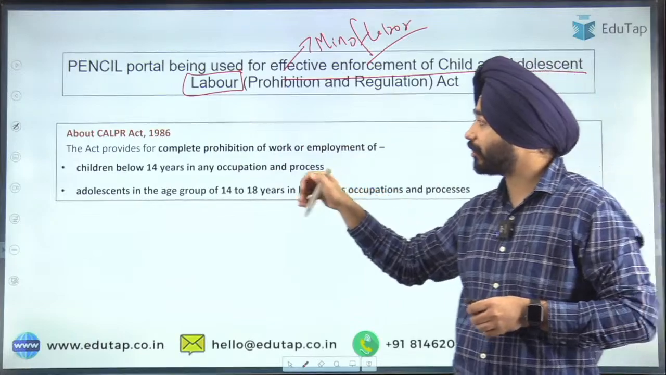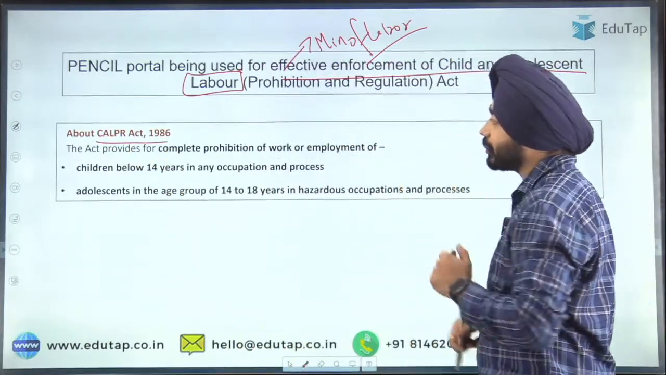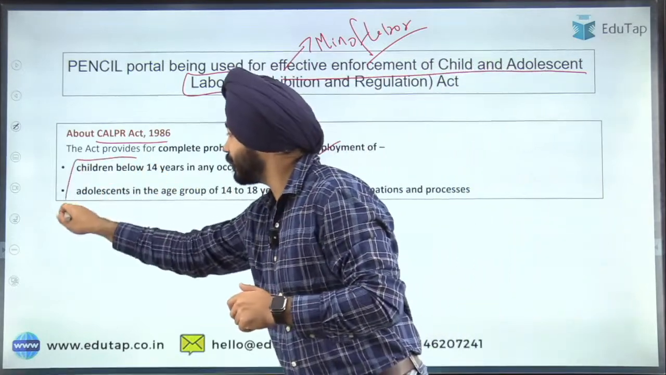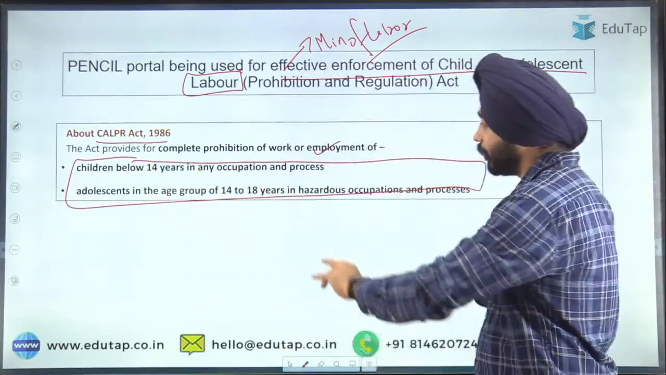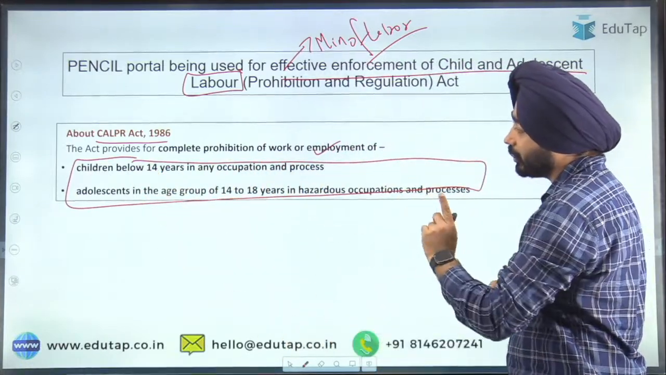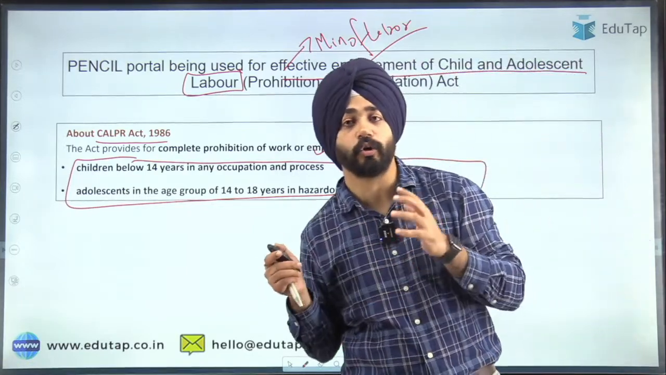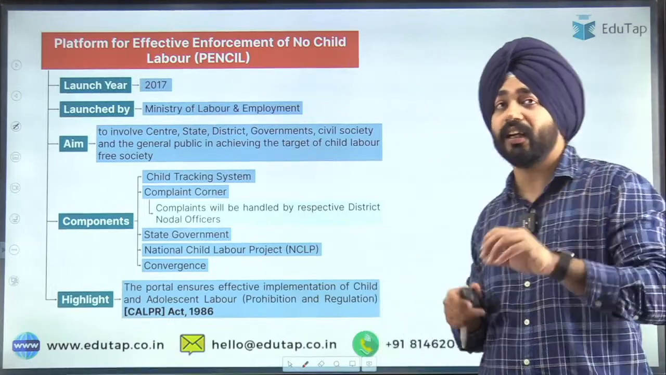Here it was talked about the Child and Adolescent Labour Act of 1986, which provides for the complete prohibition of work or employment, and it says that children below 14 years should not work in any occupation. Adolescents are in the age group of 14 to 18. They should not work in hazardous occupations. Now the important thing for us to understand is about this PENCIL portal.